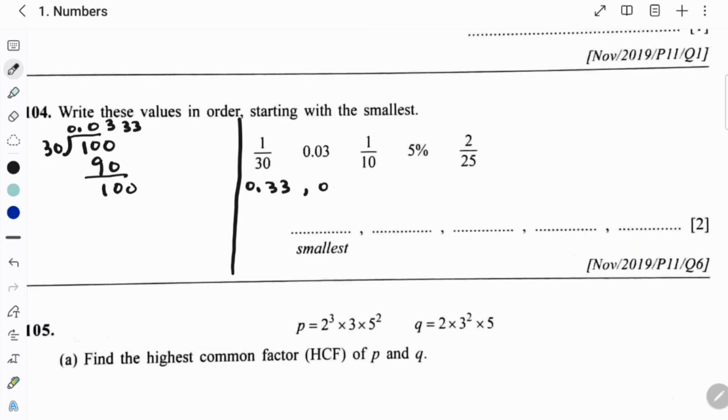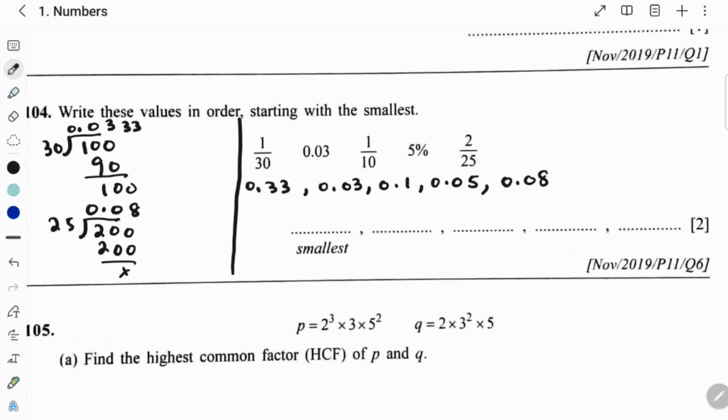0.0333. And 0.03. 1 over 10 is 0.1. 5% means 5 over 100, which is 0.05. 2 over 25: 0.0, and now you put a 0 over there. 8 times 25 is 200, so that is 0.08.